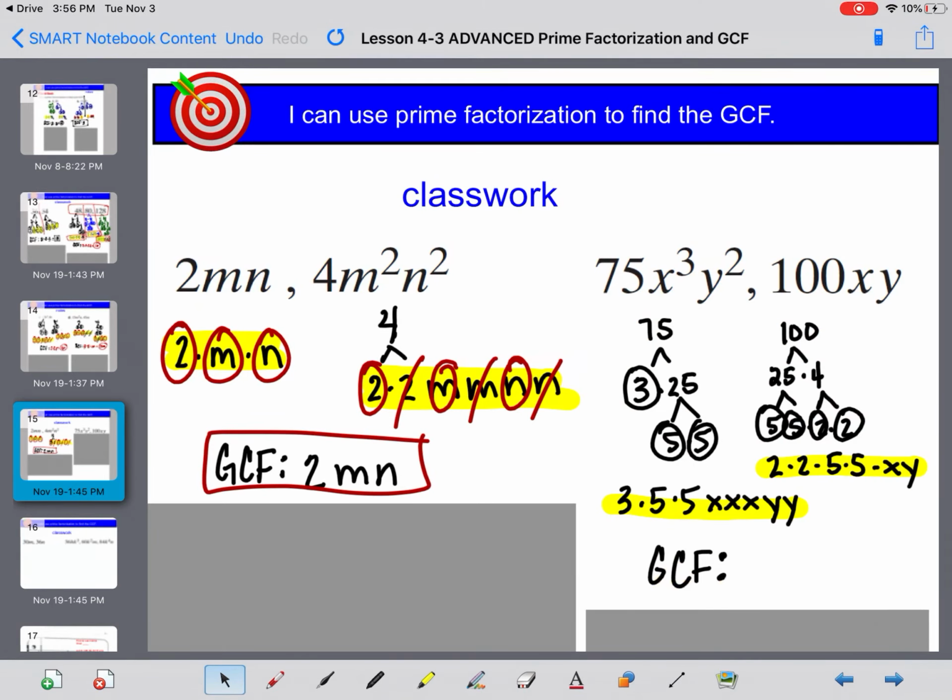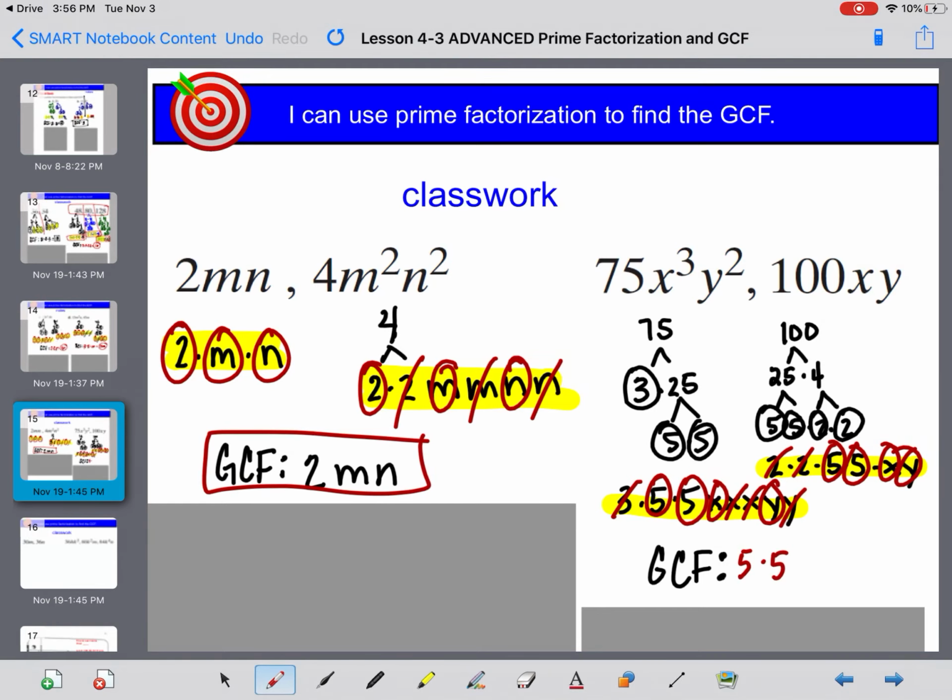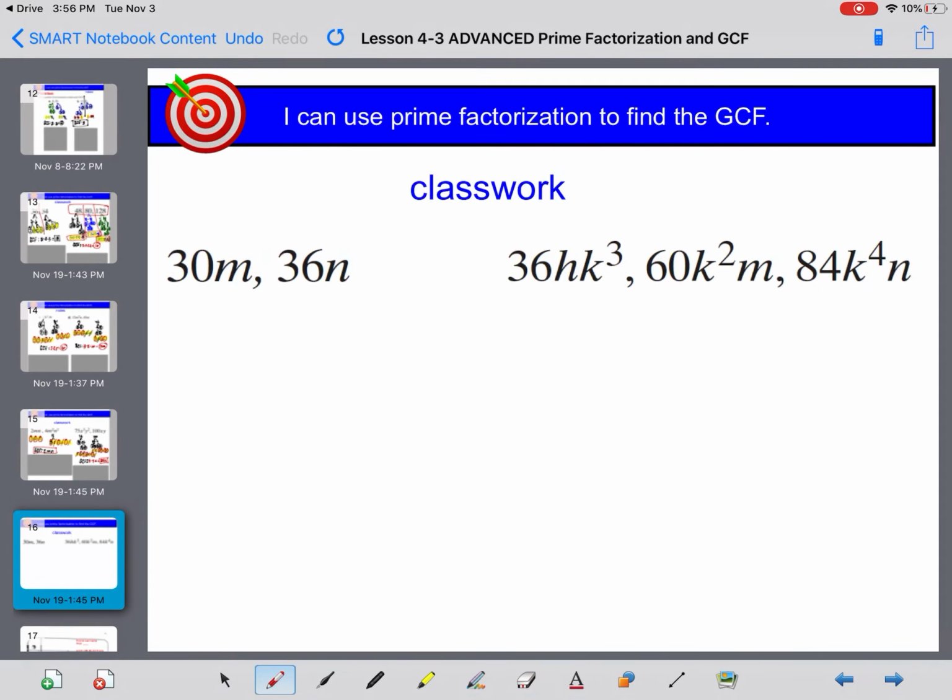The last one, comparing both lists, what's in common? Well, this one has a 3, but the other list does not. This one has a 5, this one has a 5. This has a 5, that has a second 5. This one has an X, this one has an X. They don't have a second and third X. They both have a Y, but not a second Y, and these two 2s are not in common. Let's summarize with the greatest common factor being 5, 5, and X, or 25X.